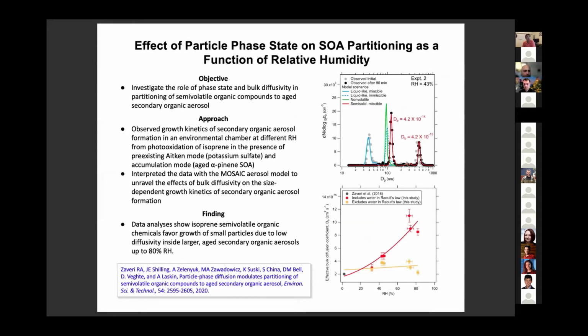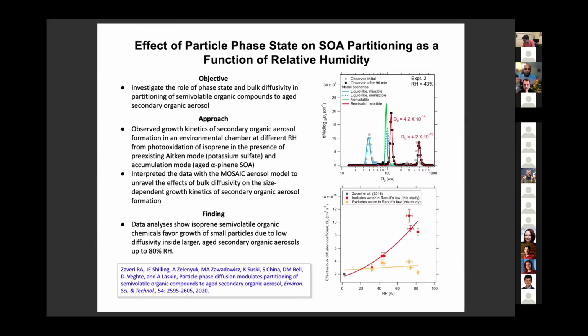Hi, so here we are presenting some results on the effect of particle phase state on SOA partitioning as a function of RH. These results are from chamber experiments done at PNNL, and we're looking at growth of bimodal aerosols composed of Aitken mode and accumulation mode. The accumulation mode is aged alpha-pinene SOA, and on top of that, we are growing isoprene SOA and looking at the growth of both the modes.